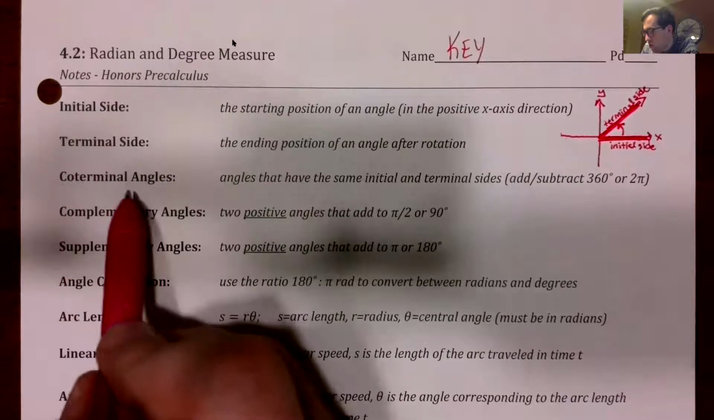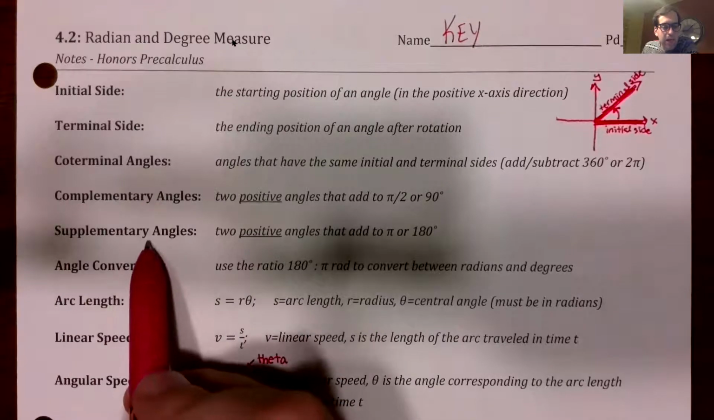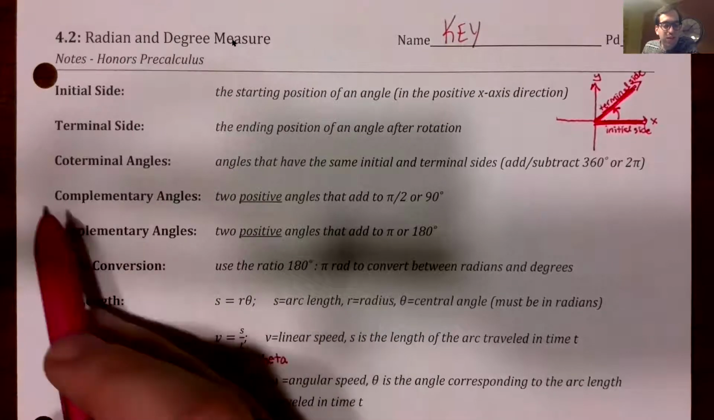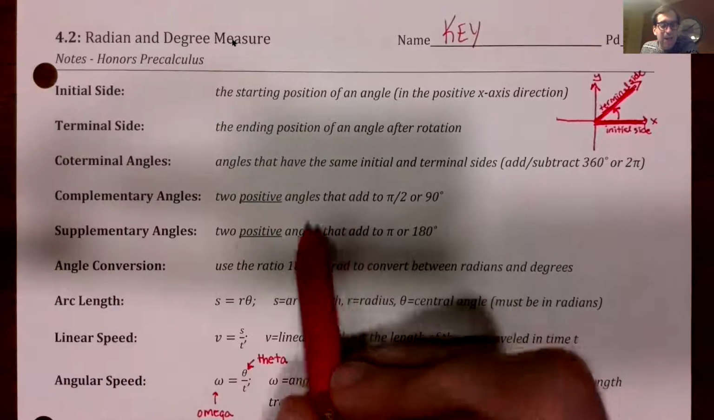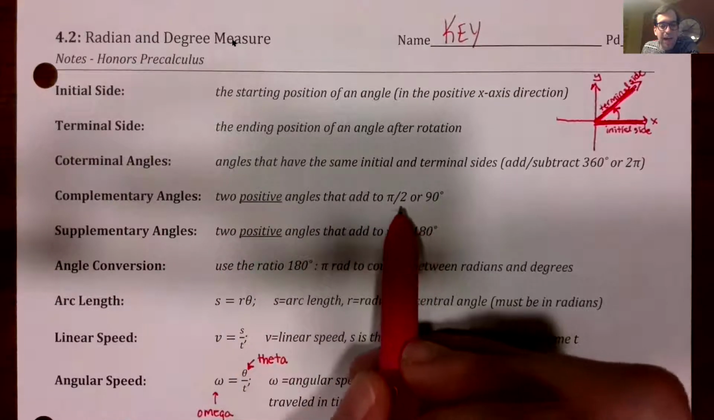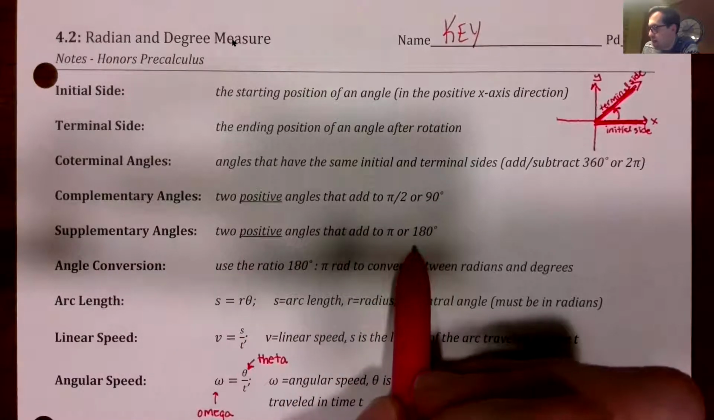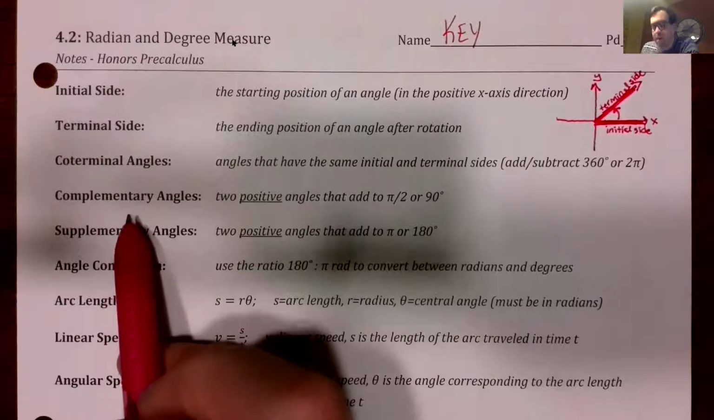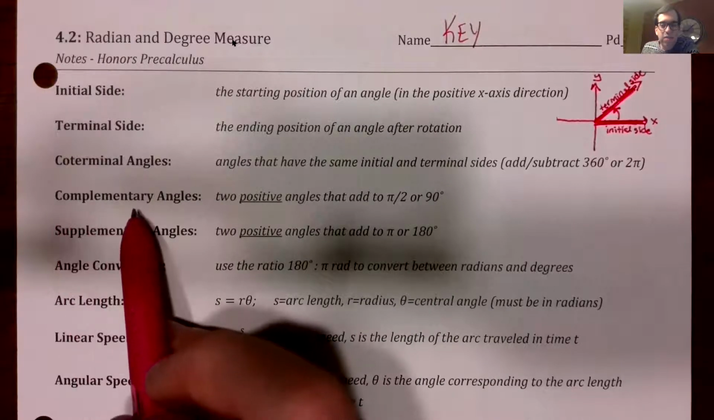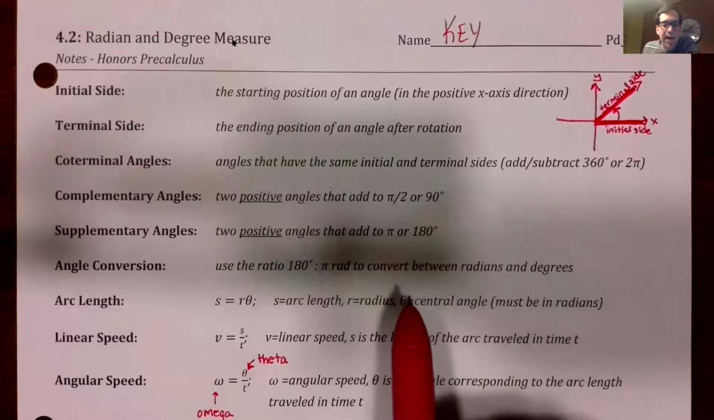They're coterminal. We have complementary and supplementary angles. You might remember this from geometry. A set of complementary angles are two positive angles that add to 90 degrees. Supplementary angles add to 180 degrees. I usually remember the difference thinking that complimenting someone is the right thing to do. So complementary angles add up to 90 degrees, or a right angle.